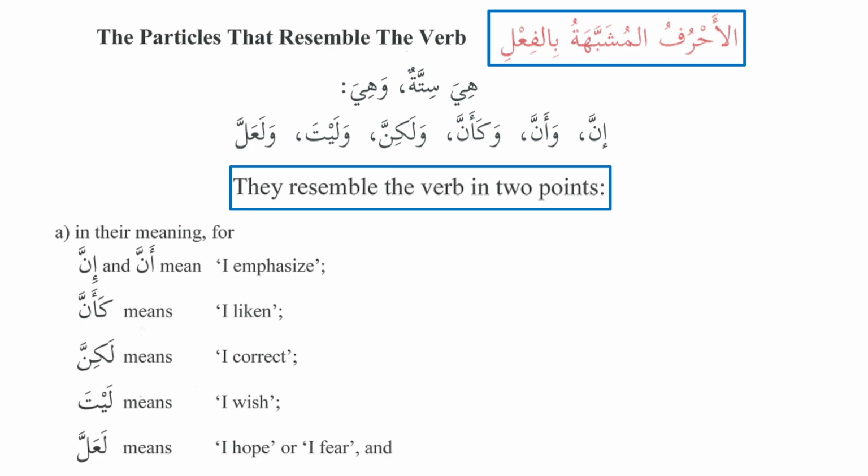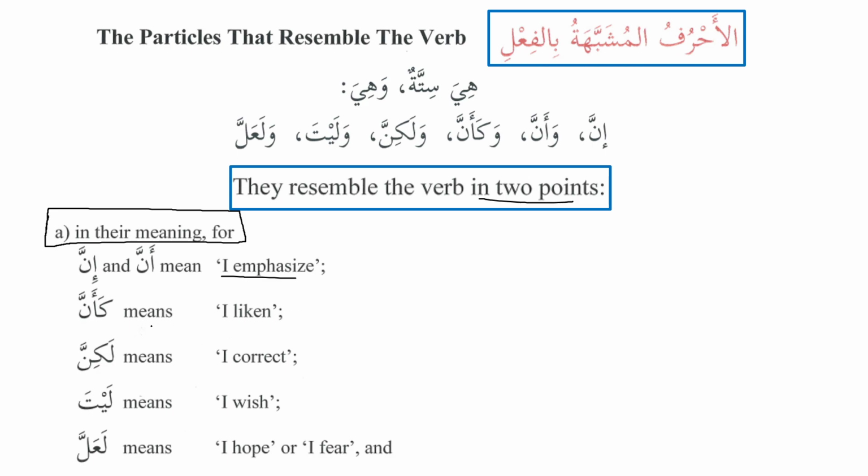So how do they resemble the verb? They resemble the verb in 2 points. Number 1, in their meaning. So in the meaning they resemble the verb. For example, inna and anna mean I emphasize. So it's basically I emphasize in Allah Ghafurur Rahim. So I emphasize that Allah subhanahu wa ta'ala is the most forgiving.